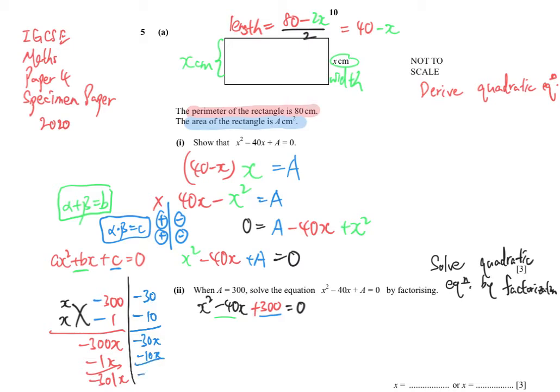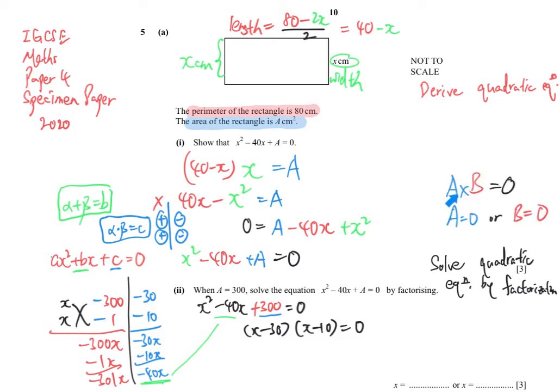So add them up, it will be negative 40x. So you check up with the b. Yeah, they're correct. Remember, for the factorization method, you need to write it horizontally. So it's x minus 30 times x minus 10, like this. x minus 30 times x minus 10 equal to 0.